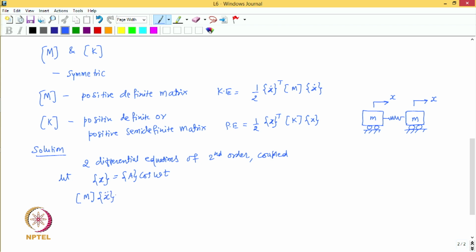m x double dot plus k x is equal to 0. So, if we substitute this, then what do you get? We get minus m omega square plus k, right, and if I take a common, then we have this result. Okay.